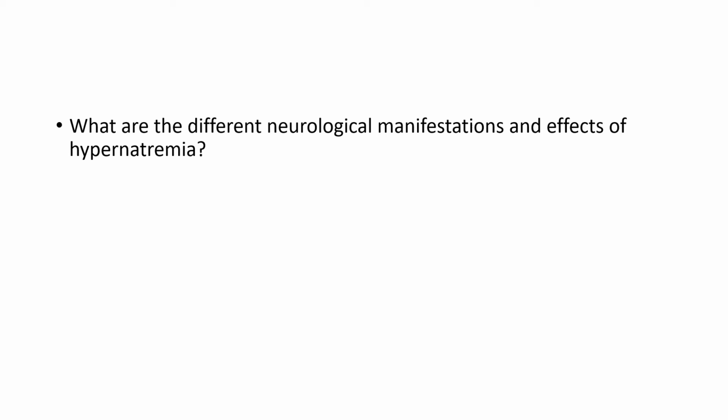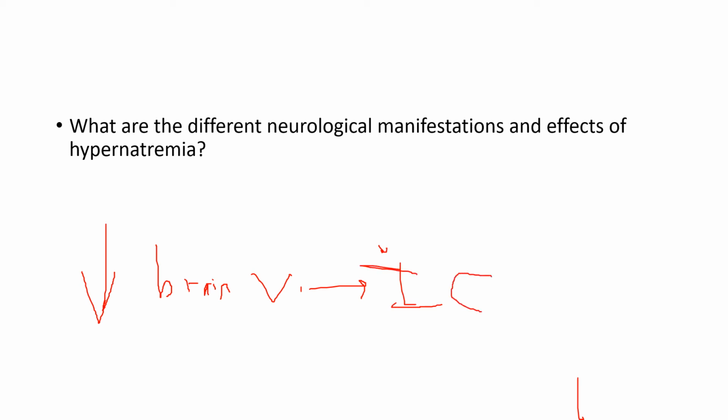تذكر برضو ان rapid decrease in brain volume may lead to rupture of cerebral veins, and this can lead to intracerebral hemorrhage or subarachnoid hemorrhage. تمام.